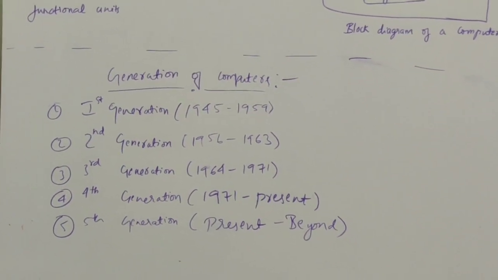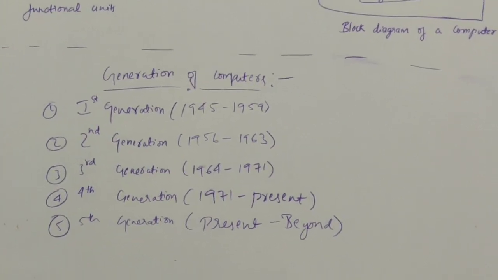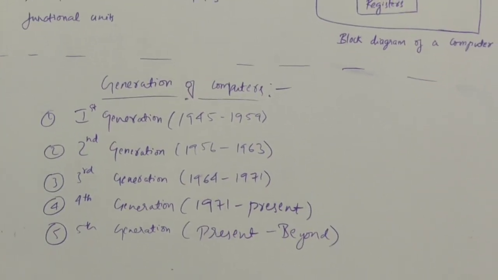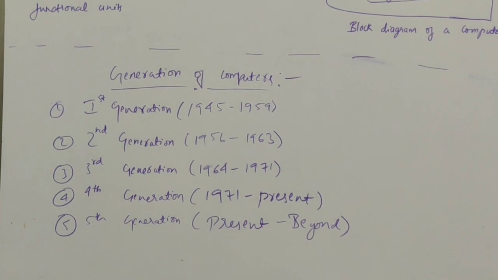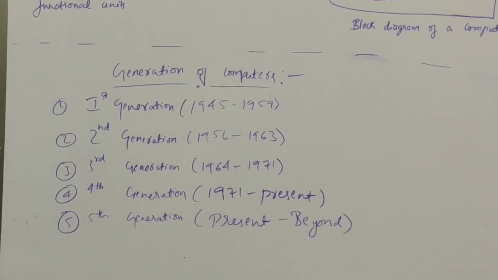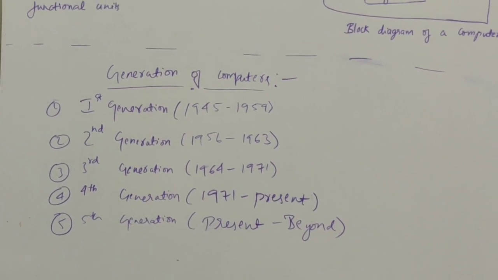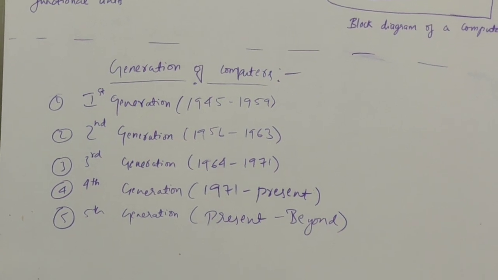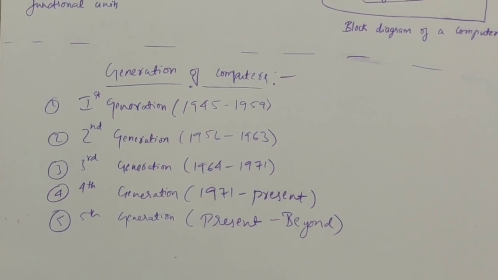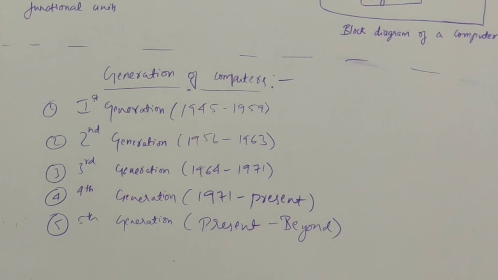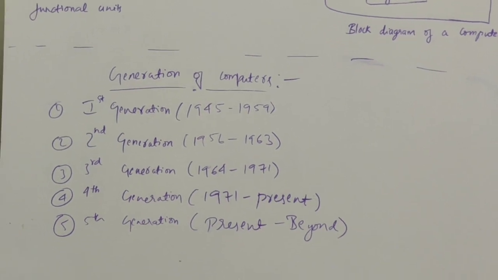Fifth generation of computers, this is the last generation, which ranges from present to beyond. The fifth generation computers are mainly based on artificial intelligence. Note this, allowing them to think, reason and learn. Parallel and multi-processing technology is used in fifth generation computers. The development of supercomputers was the key motivation of fifth generation computers.